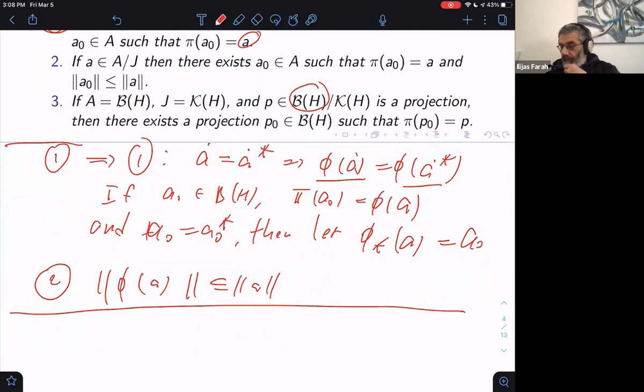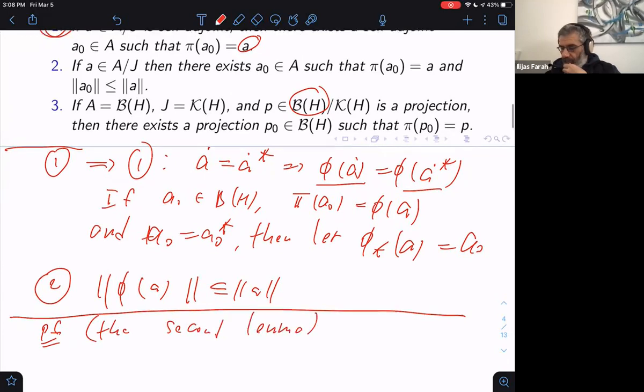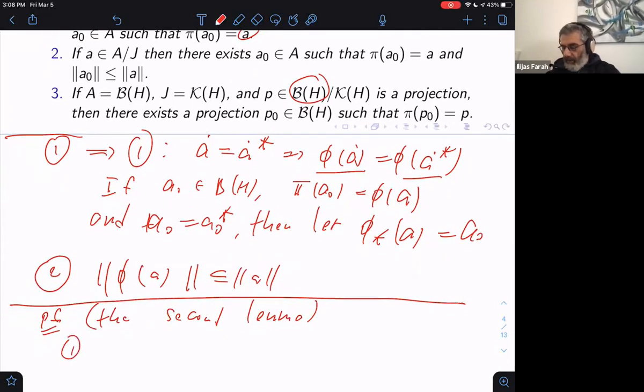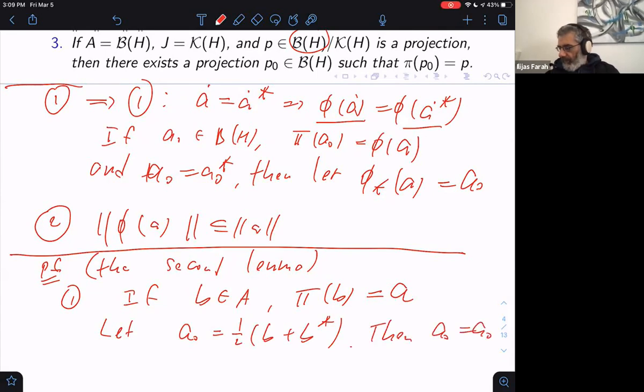All right. So we move on to prove the second lemma. For 1, well, just if B is in A and P of B is equal to A, right? So we just lift it somehow. B is maybe not self-adjoint. Well, just let A0 be 1/2 of B plus B star. And then A0 is self-adjoint.